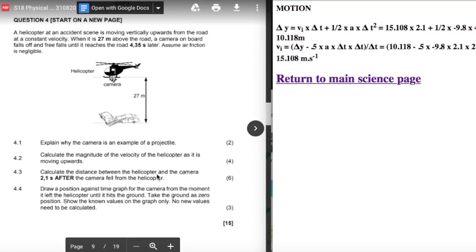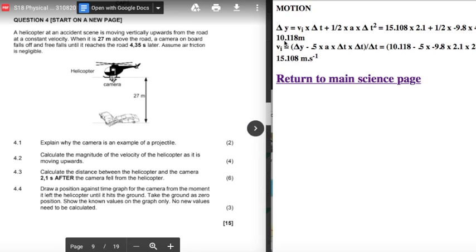Calculate the distance between the helicopter and the camera. The answer comes out as 21.61 meters. We could now just save these distances, and it's a simple matter of subtracting the two. Then draw a position-time graph.